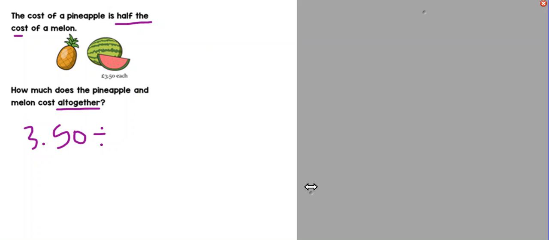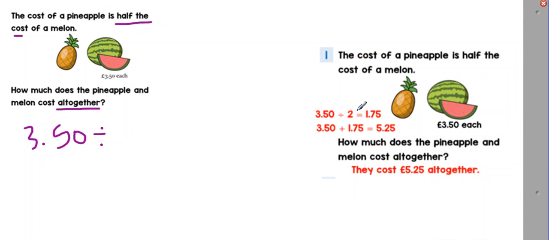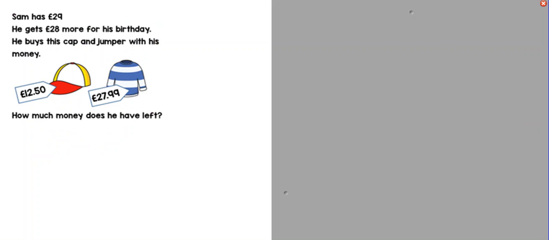Okay, then let's have a look. So you would do £3.50 divided by 2, which is £1.75. So the pineapple costs £1.75. So you've got 1 pineapple and 1 melon. So then you would do £3.50 for the melon, add £1.75 for the pineapple, which is £5.25. So altogether, the pineapple and the melon cost £5.25. Well done if you got that one correct.